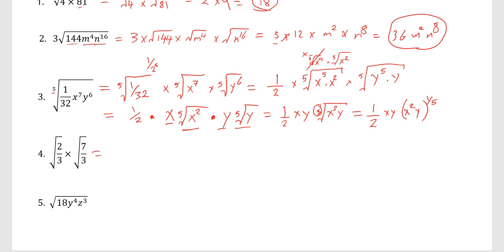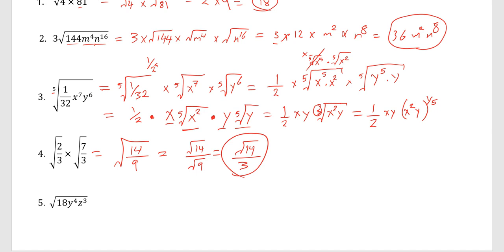Okay? Next exercise. Square root of 2/3 times the square root of 7/3. So we've done something similar to this, right? We can just multiply whatever is inside the radicals. So 2 times 7 is 14 inside the radical, and then 3 times 3 is 9 inside the radical, which is the same as the square root of 14 over the square root of 9, which is the same as the square root of 14 over 3.